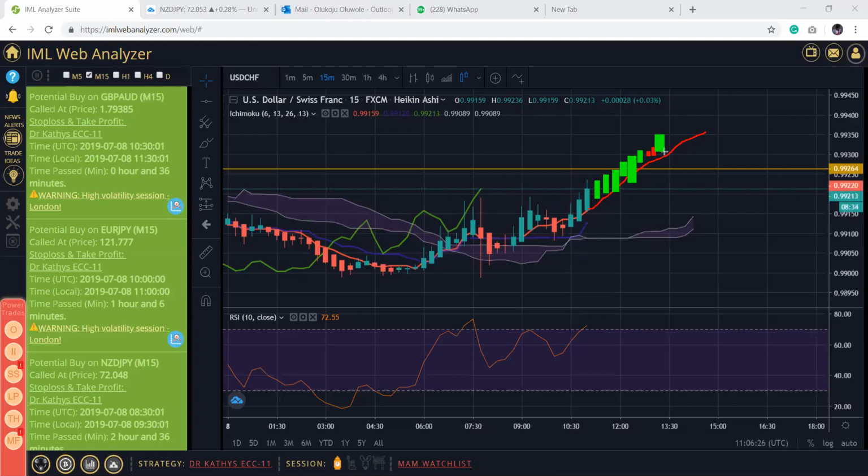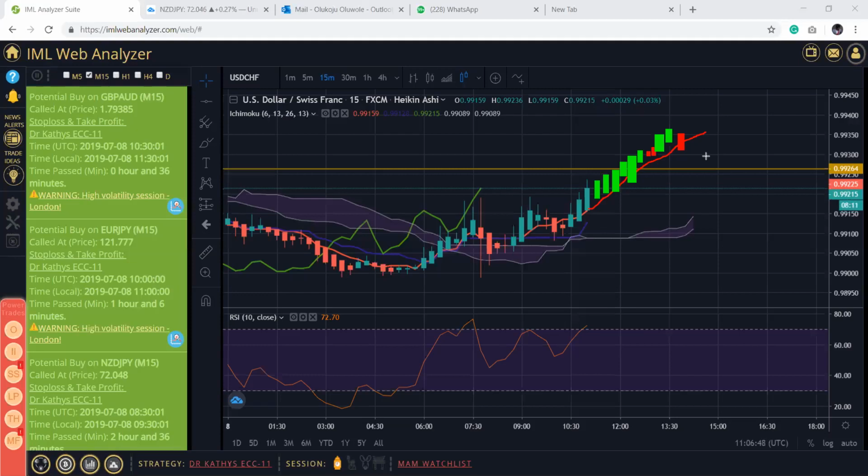You might still have a green candle coming up next, but immediately you have a red candle close below this red line, close below the red line, that is your exit point. You get out of the trade. That's the only thing that I have added here.